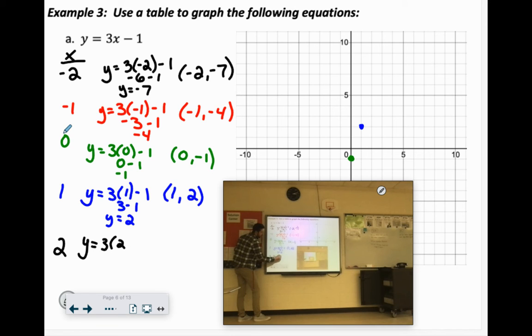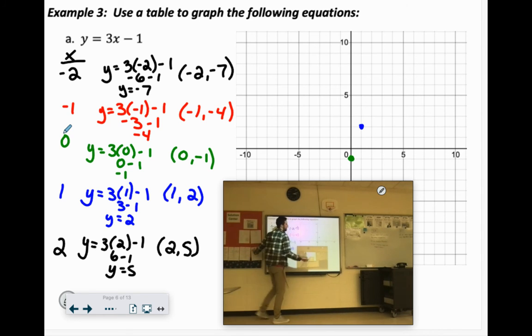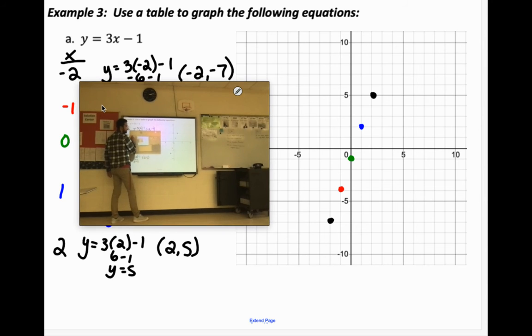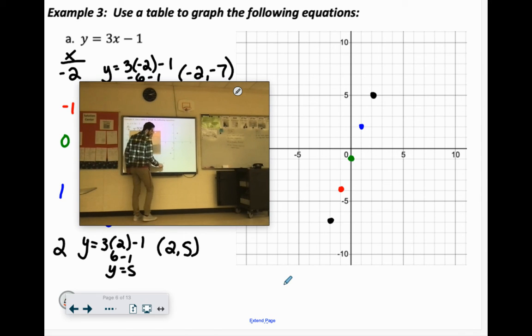3 times 2 minus 1. 3 times 2 is 6, minus 1 is 5. We put in 2, we got out 5. 2, 5, boom. Let's make sure this is a nice, pretty straight line. It is. So we draw our line through our points as best as we can.